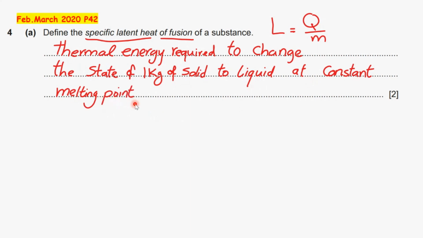So this is the correct definition. We get 2 marks for showing the thermal energy needed to change the state of 1 kilogram of solid into liquid, and this happens at a specific constant temperature. It means there's no change in temperature.